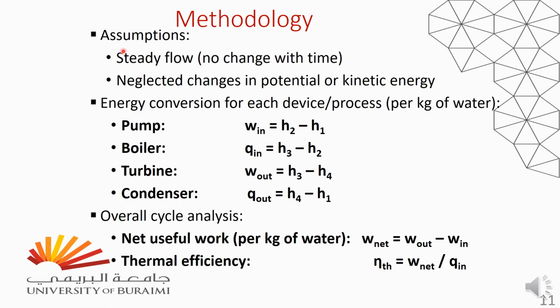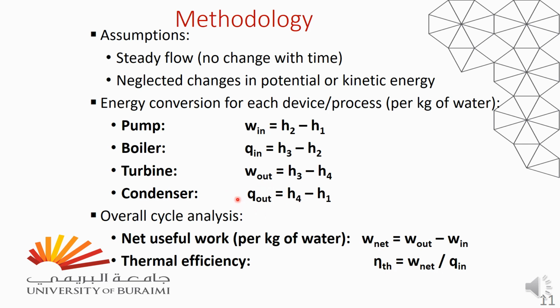Here is the methodology. We have the assumption of steady flow, no change with time, and also neglecting changes in potential or kinetic energy, focusing only on the energy content in thermal and pressure energy through the specific enthalpy, represented by the small h here. So the work input to the pump results in an increase in the specific enthalpy from h1 to h2 of water. The input heat to the boiler results in another increase in the enthalpy from h2 to h3, and in the turbine there is a drop in the specific enthalpy from h3 to h4, resulting in produced work from the turbine, and in the condenser there is another drop in the specific enthalpy from h4 to h1, and heat is released, Q out.